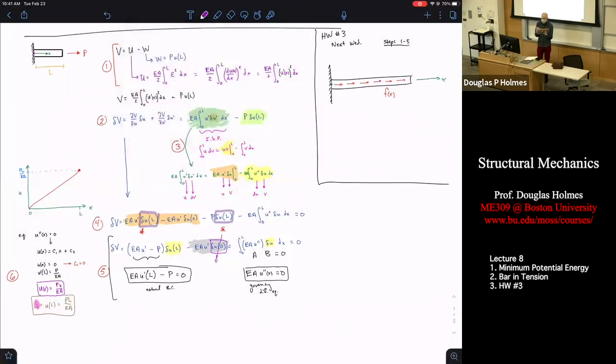And we're also going to have some crazy arbitrary distributed force acting to bend the beam upwards. We'll call that Q of x.